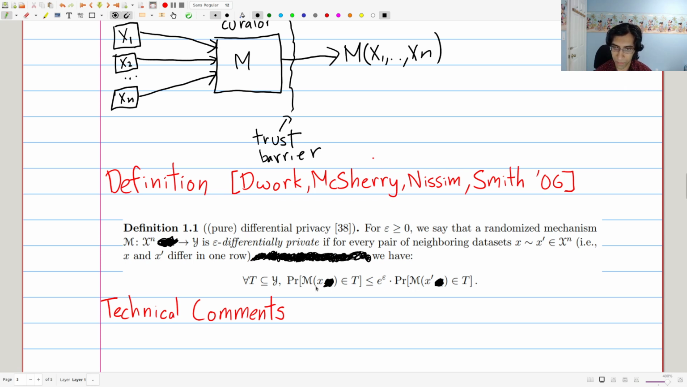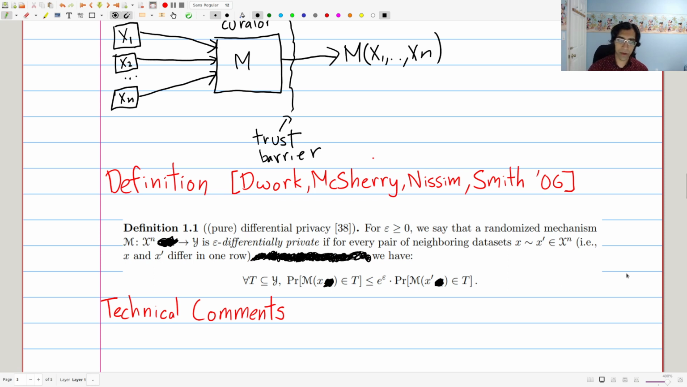Why is this? As I said, the two distributions are essentially going to be close. That is, the distribution of M on x and the distribution of M on x prime. What do I mean by close? Well, we're going to use a multiplicative guarantee. We say that the probability of every event is essentially preserved up to this multiplicative e to the epsilon.